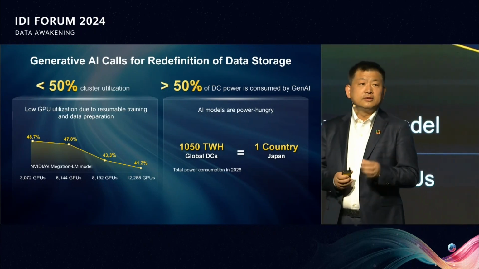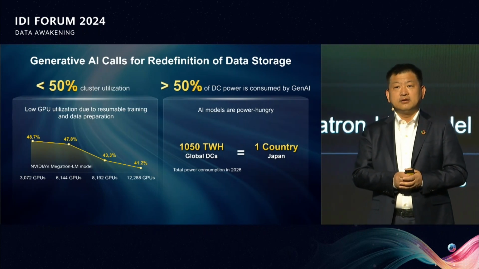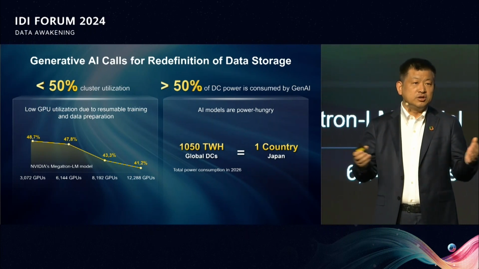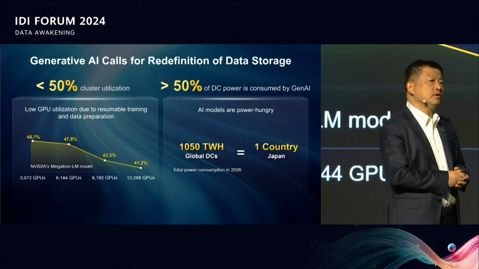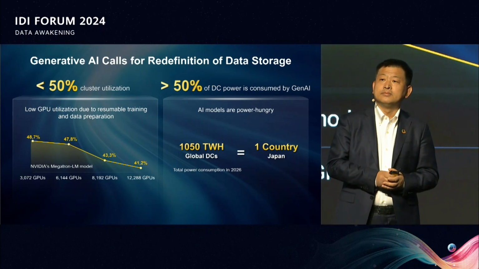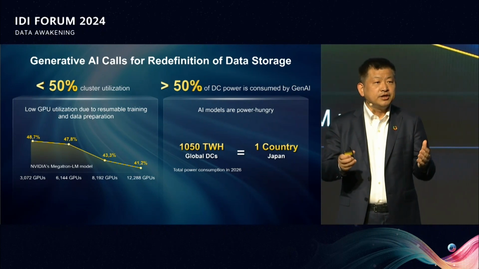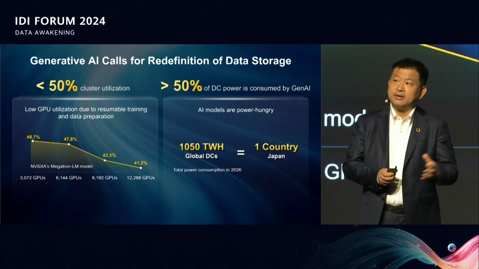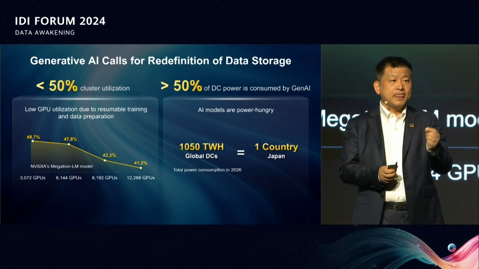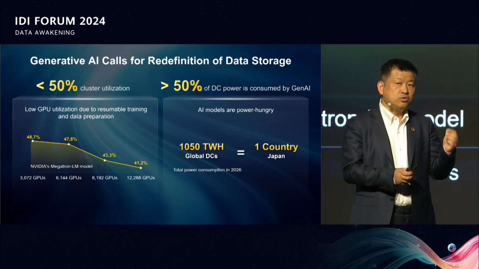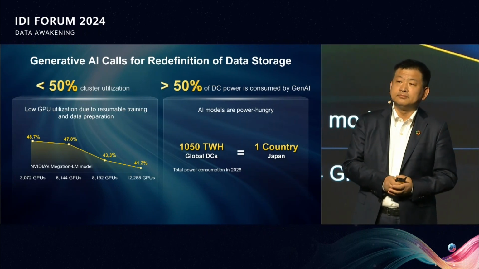Generative AI's big problem is efficiency. Today, in most data centers, the efficiency and utilization of the GPU is less than 50%. That means most of the time, these so expensive GPUs are waiting. They are waiting for data to be fed. They are waiting for problems to be recovered. So the utilization of the GPU is really the key factor in designing the data infrastructure.